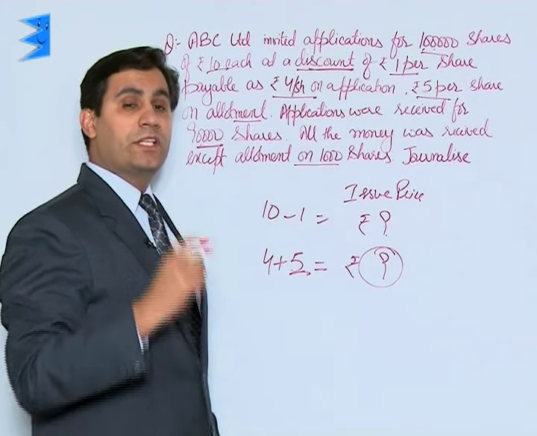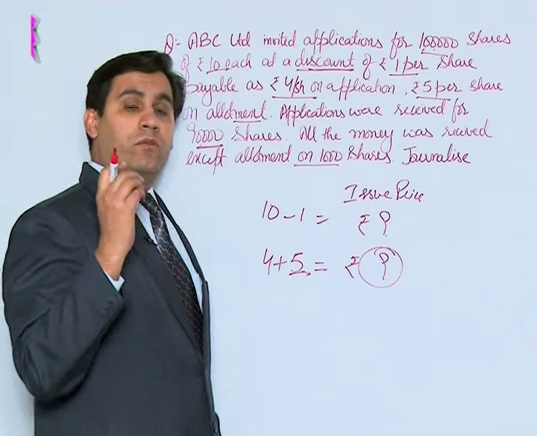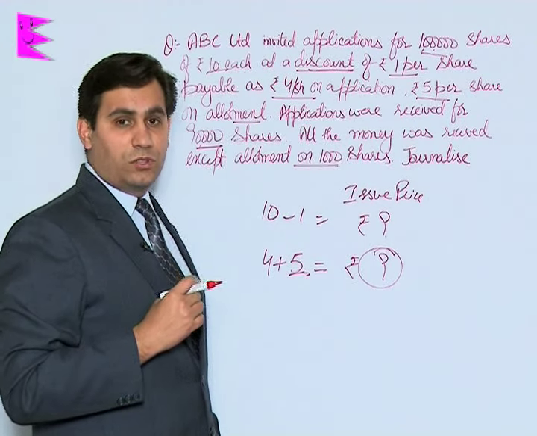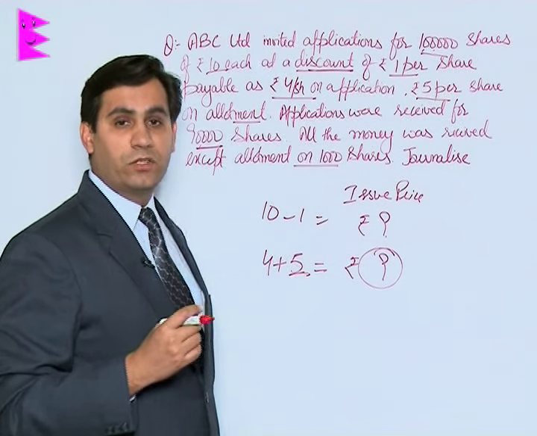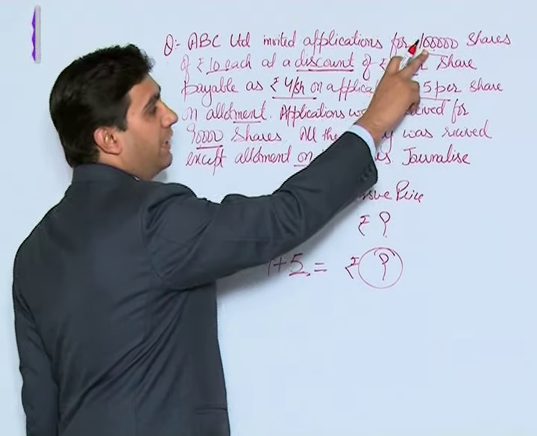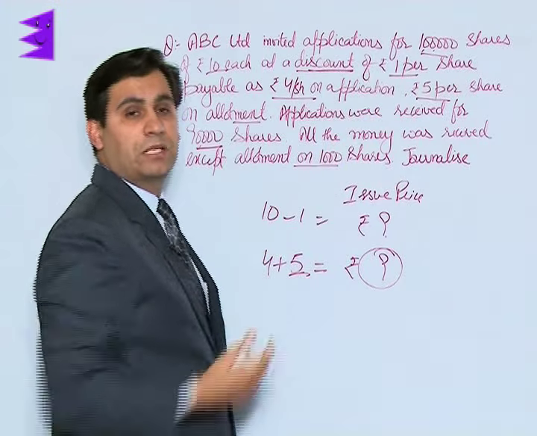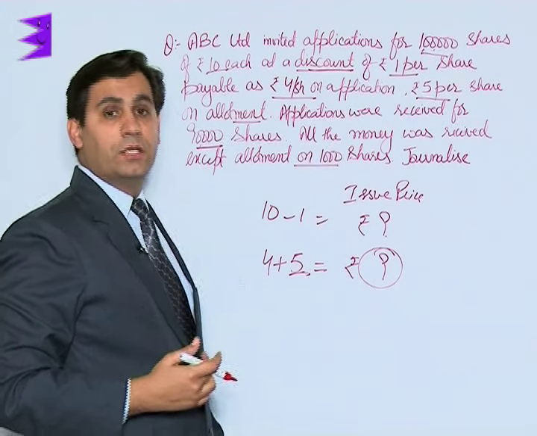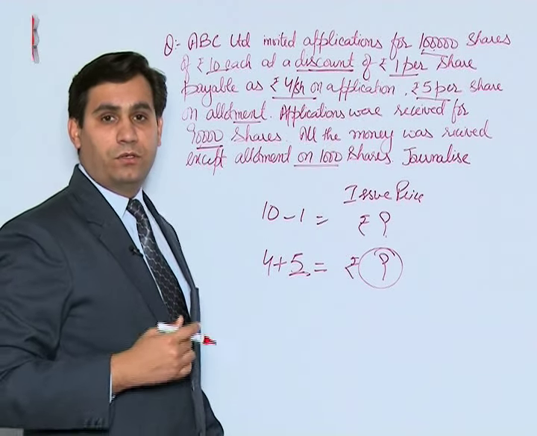Right students? So in case of under subscription, we must check for minimum subscription also. Minimum subscription is 90% of the shares offered. So 90% of 1 lakh is 90,000 which the company is receiving. Right? So let us proceed with the journal entries now.